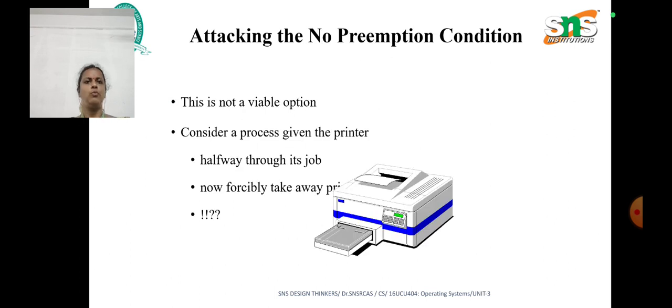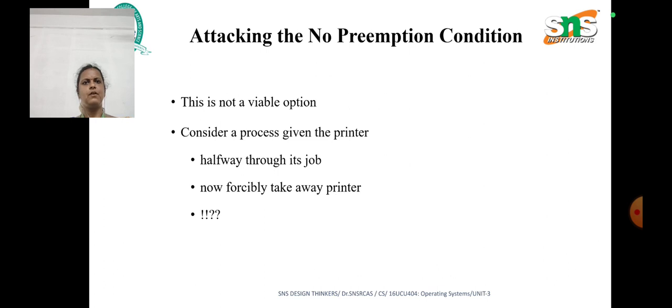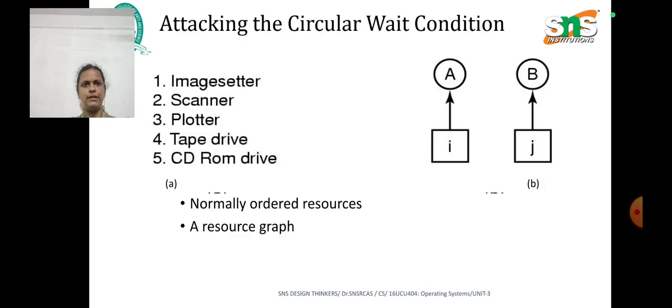Attacking the no preemption condition. This is not a viable option. Consider a process given the printer halfway through its job. Now forcibly take away the printer. So this is not a viable option. Consider a process given the printer halfway through its job and now forcibly take the printer away.